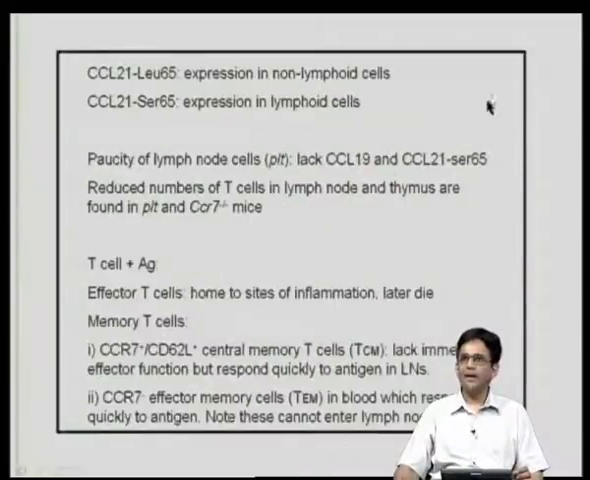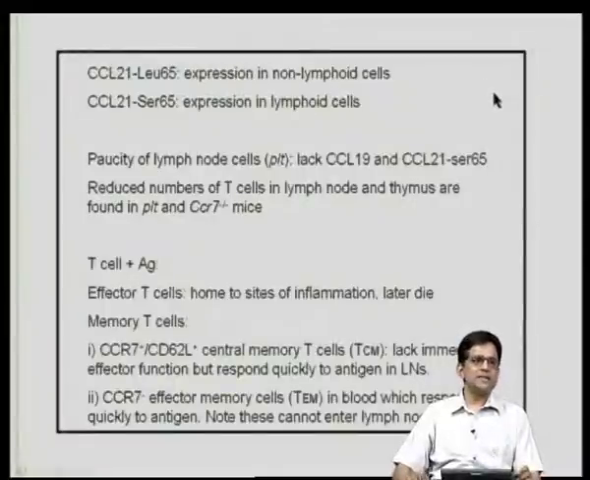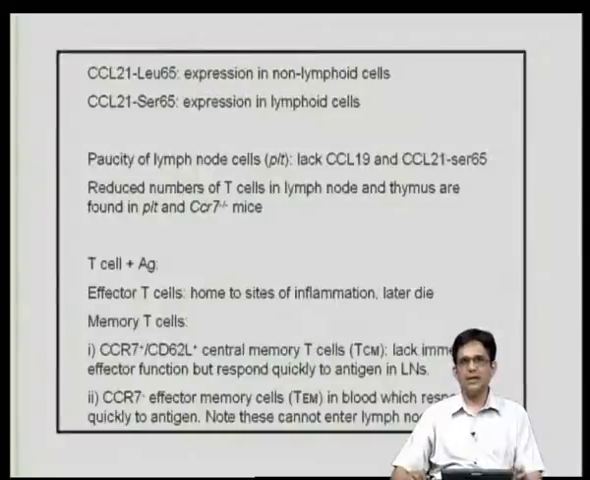Okay. Now, a little bit more about the CCR7 ligands. There is, as I mentioned, CCL19, but in terms of CCL21 there are actually two different types. One that has leucine in position 65, and this one is expressed in non-lymphoid cells, and CCL21 with serine 65, which is expressed in lymphoid cells.